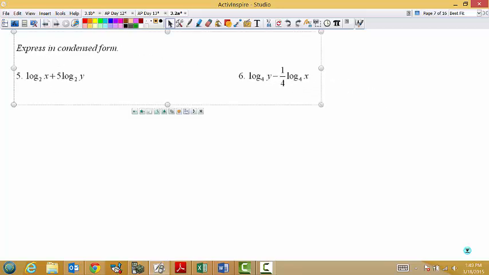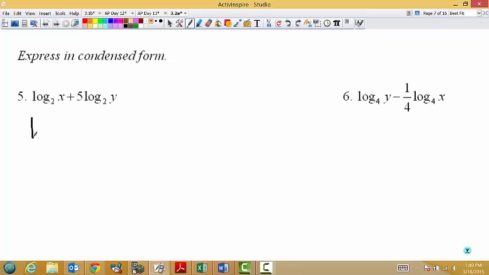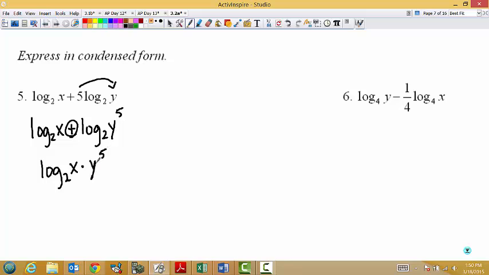Condensed form is going the other way of what we just did. We're just going to go the other way. So the first thing I want to do is move my number in the front and make it an exponent. Then I'm going to condense it. Plus goes with times, so it'll be log base 2 of x times y to the 5th.